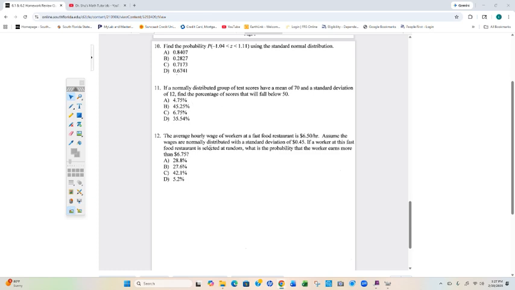Number 12. The average hourly wage of workers at a fast food restaurant is $6.50 an hour. Assume the wages are normally distributed with a standard deviation of 45 cents. If a worker at this fast food restaurant is selected at random, what is the probability that the worker earns more than $6.75? A is 28.8%, B is 27.6%, C is 42.1%, and D is 5.2%. Try that one.